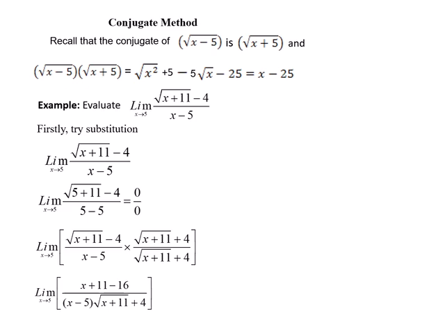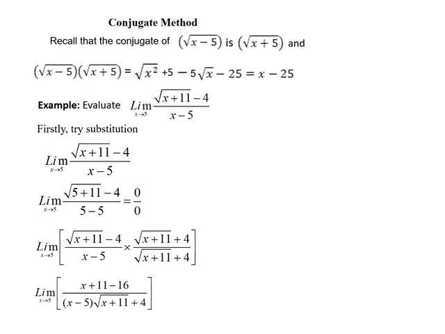Conjugate method. Recall that the conjugate of square root s minus 5 is square root s plus 5. That is the conjugate of square root s minus 5. When you are getting the conjugate, you only need to change the sign. Where we have minus, you change it to positive. So the conjugate of square root s minus 5 is square root s plus 5.